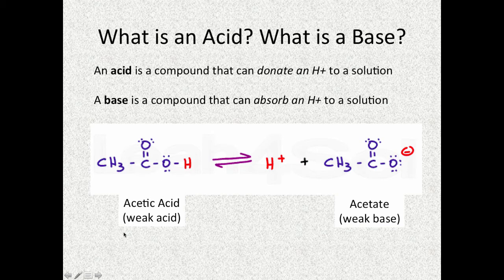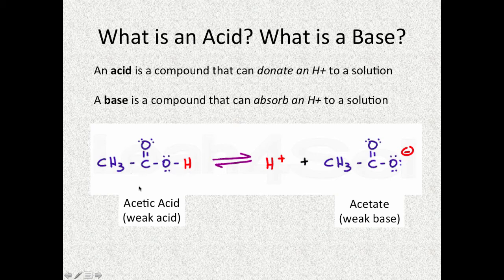And the reason why I'm calling it a weak acid versus a weak base is because acetic acid has a tendency to ionize at relatively high pHs on the acid scale, and I'll define what that means, pH, and how we measure the acidity of a solution.